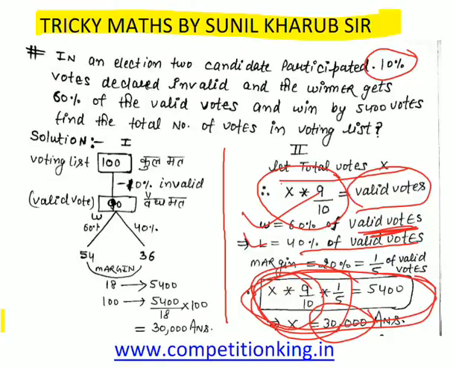I will prefer you to use this method when percentage is given in terms of the valid votes. If percentage is given in terms of total votes, then the method of assuming 100 will be very beneficial. But if the percentage is given as valid votes, then you follow this one-line method. It will be very, very useful for you.